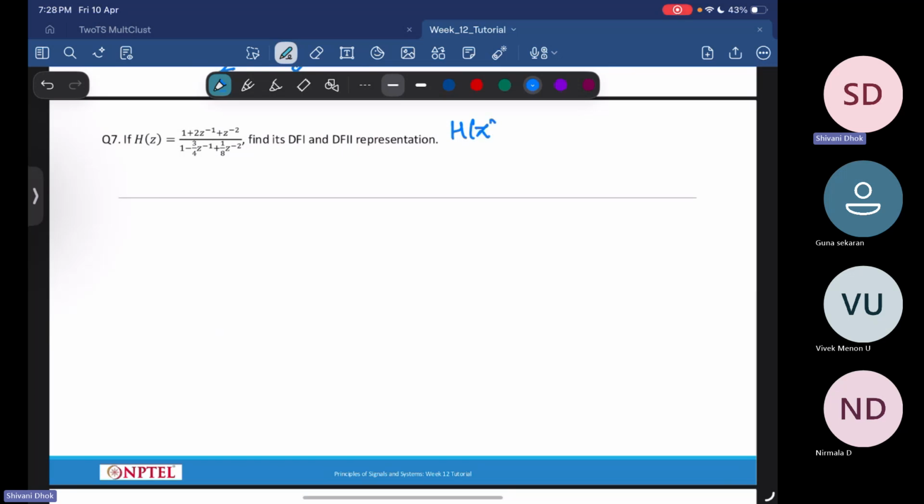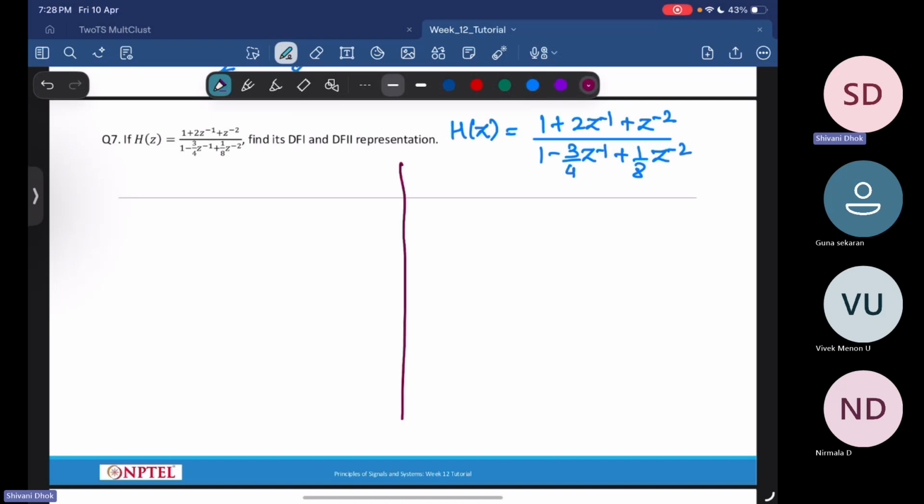So h of z is 1 plus 2z inverse plus z to the power minus 2 upon 1 minus 3 by 4 z inverse plus 1 by 8 z to the power minus 2. So let us first do the direct form 1, and then we'll do direct form 2. So for direct form 1, what do we do? We first construct the numerator polynomial.